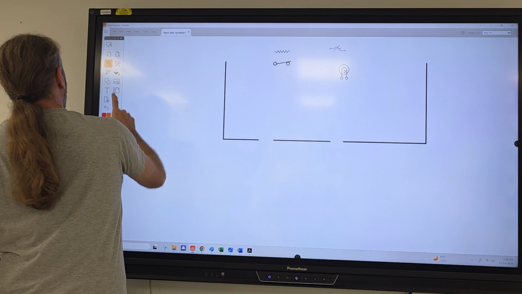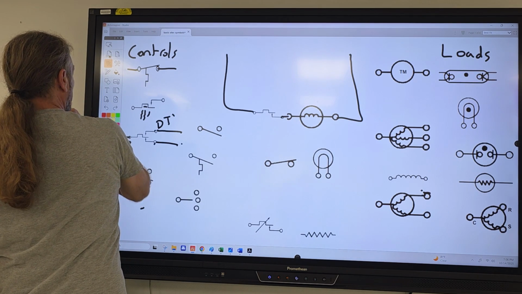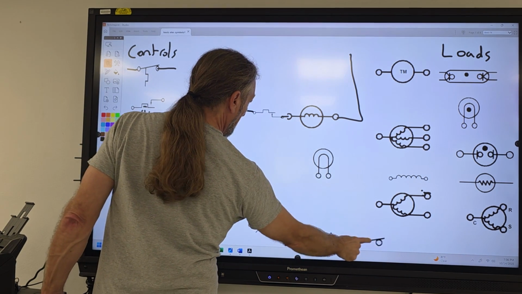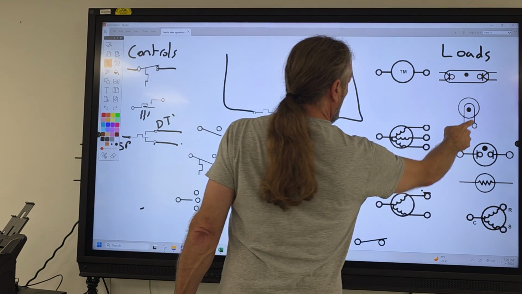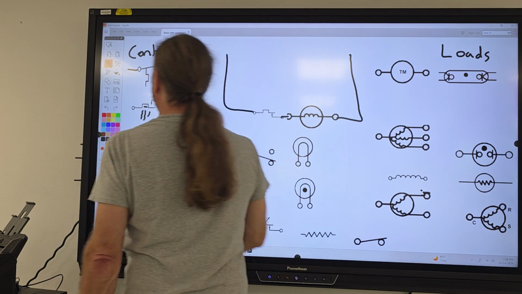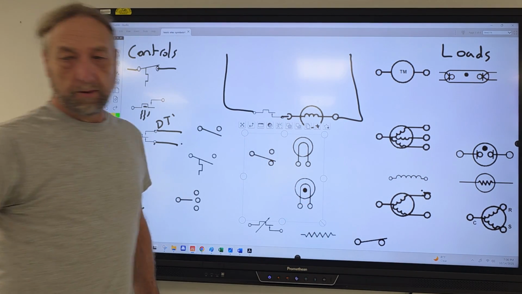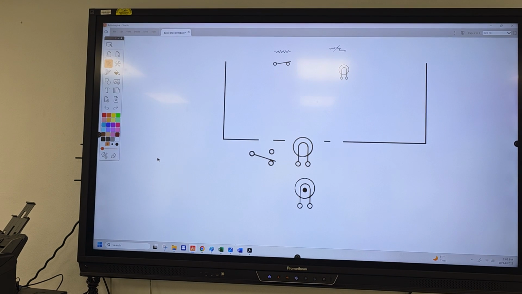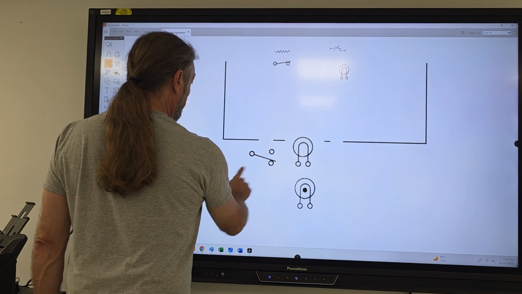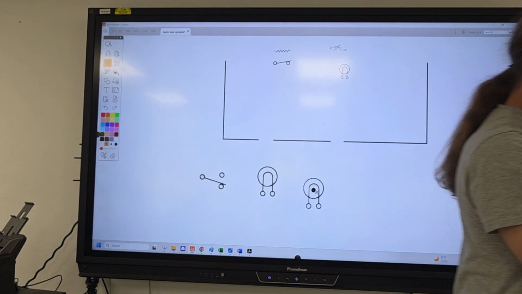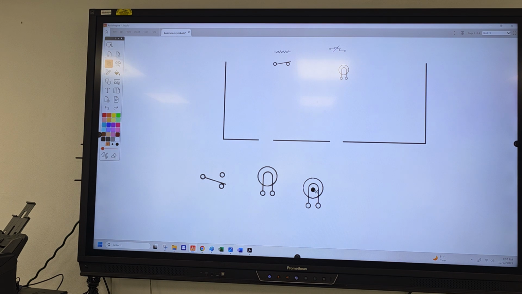Let's do another thing here. I'm going to switch it up. I'm going to ask one of you guys to come up here. So I'm going to take this one, let me move this out of the way, this one, and this one. We'll take these three parts. Okay. Now, this diagram can't handle all three of those parts, can it? No.